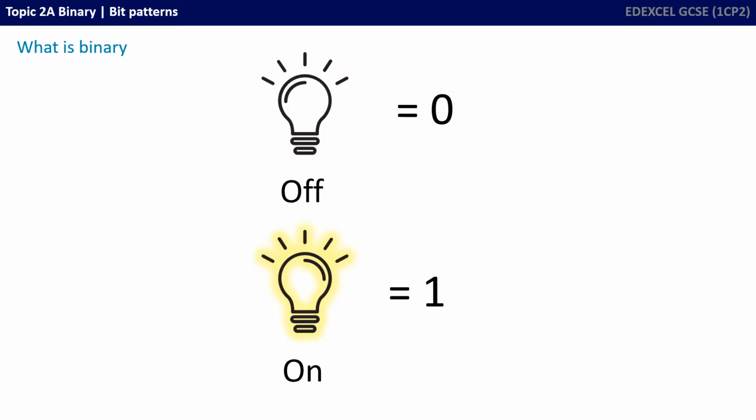So let's remind ourselves what binary is. A binary digit, or bit, is a 0 or a 1. Having just two states makes it simple to build electronic devices that use these two states.